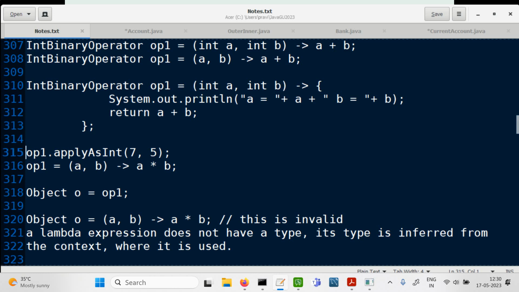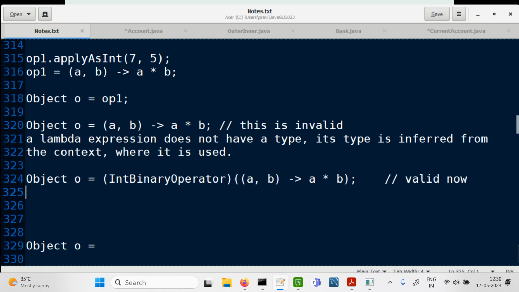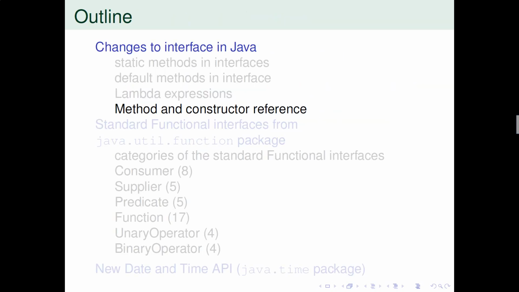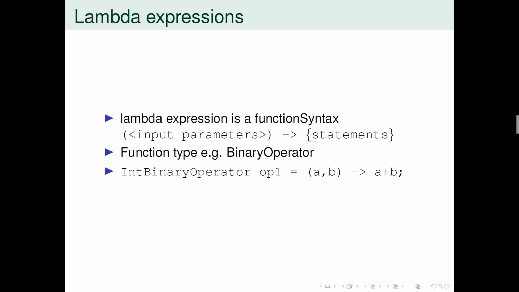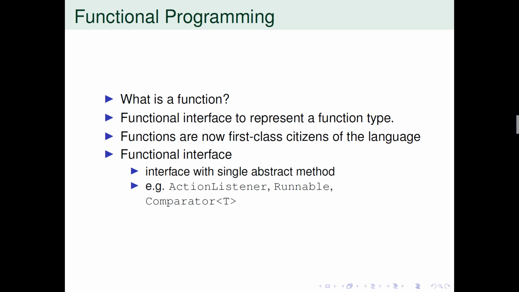I was mentioning earlier that functions are now first class citizens of the language. What do we mean by that? If you recollect, the third statement there: first class citizens of the language. What do we mean by that?